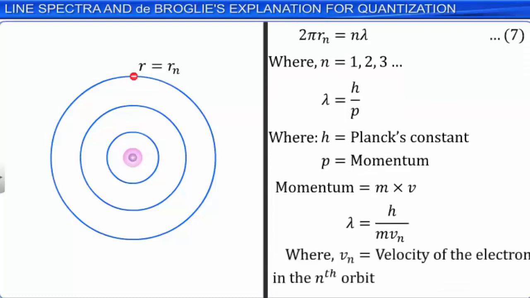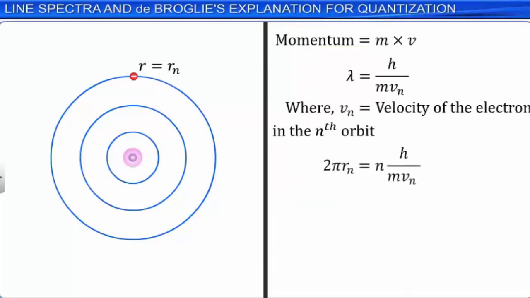Substituting the value of λ in equation 7, we have 2πRn is equal to nh by m vn. Rearranging the equation, we get m vn Rn is equal to nh by 2π. Let this be equation 8. Thus, the angular momentum of an electron is quantized. The quantized electron orbits and energies are due to the wave nature of the electron. Equation 8 is nothing but Bohr's second postulate.